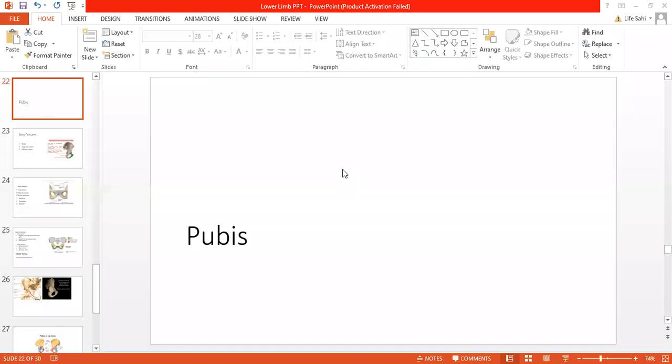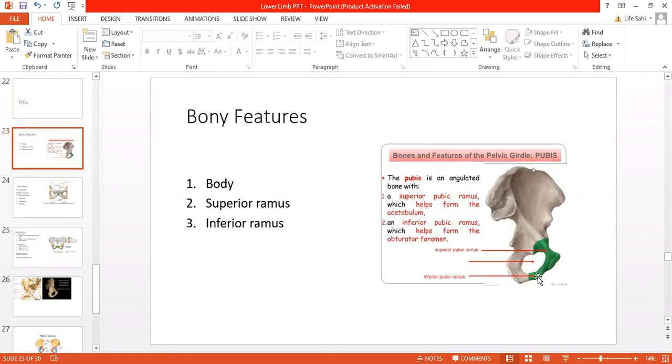Yesterday, we studied the bony features of ilium part of hip bone. Today, we shall be studying the bony features of its second part, which is the pubis. Pubis is the part of the hip bone that lies anteriorly, or more precisely, antero-inferiorly.